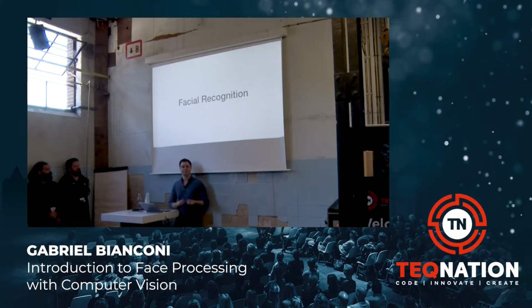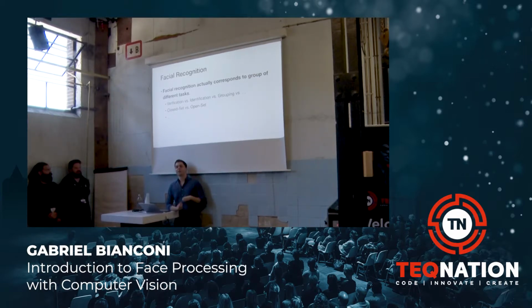Once you have detected the faces, you have the crops of all those faces. The second thing you want to do is actually recognize who is being pictured in all those crops. So this is where facial recognition comes in. When people are talking about facial recognition, they're usually talking about a group of several different tasks that change a lot how you're going to tackle the problem.